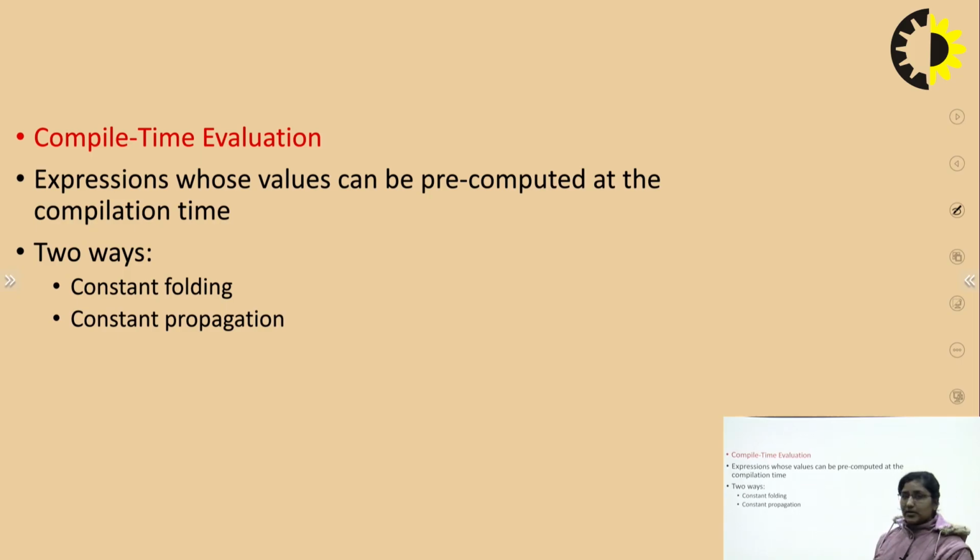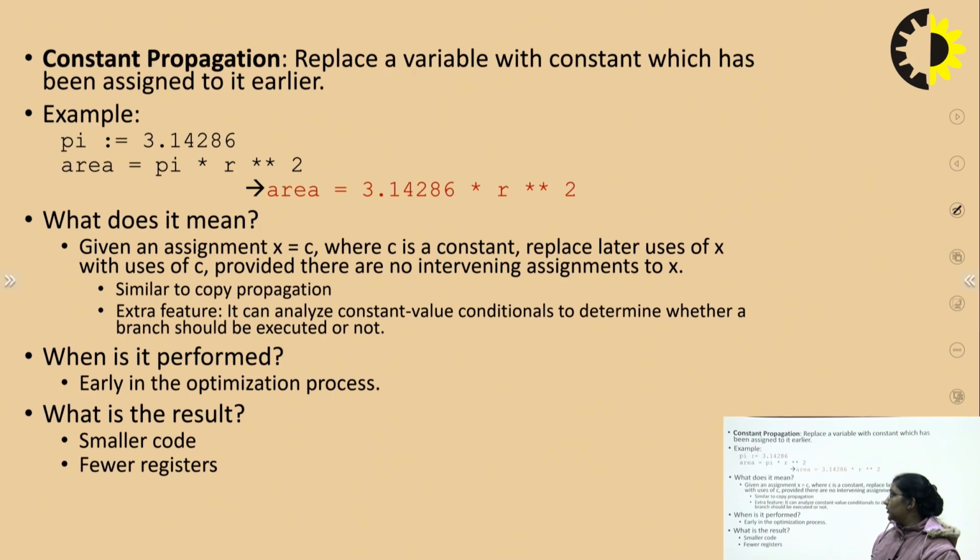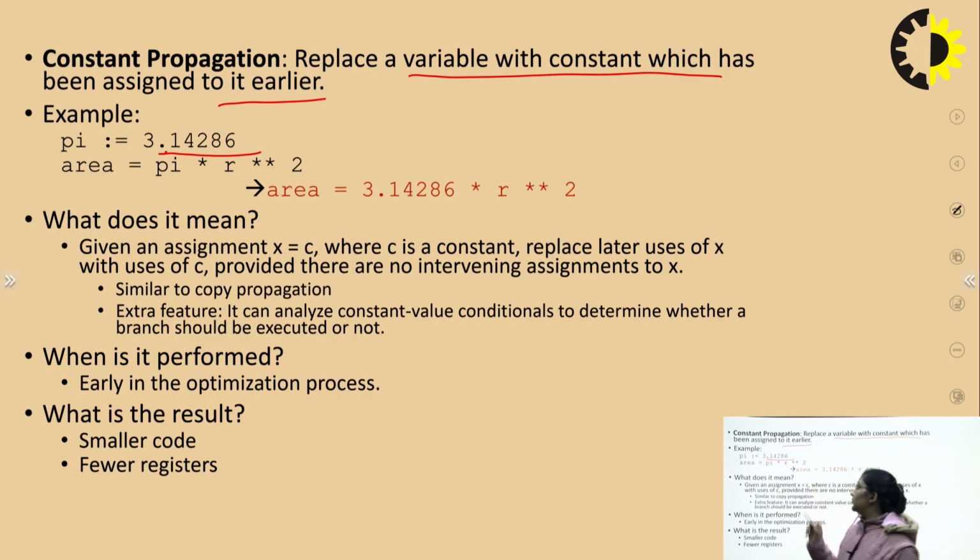So, expressions whose values can be pre-computed can be folded, or we can say can be converted or optimized. What are the two ways? Constant folding and constant propagation. These are the two methods which we can use. Constant propagation means replacing a variable with a constant which has been assigned to it earlier. For example, we are having a variable pi and the value of pi is 3.14286. Now, to calculate the area of a circle, we need the formula area is pi r square. We are simply calculating the area of the circle.